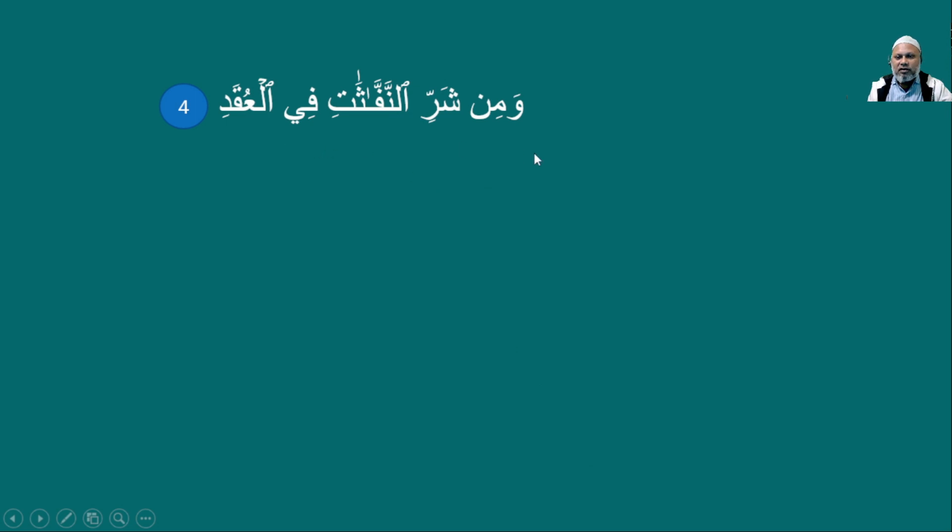Now verse 4. Wa min sharrin-naffathati fil-uqad. Again this wa means and. Sharri nafathati comes from sharrun, evil, and this word comes from three root letters. Always we have to look for the three root letters whenever we see any new words, new verbs or nouns or adjectives or whatever. Which three root letters are used to form this new word?